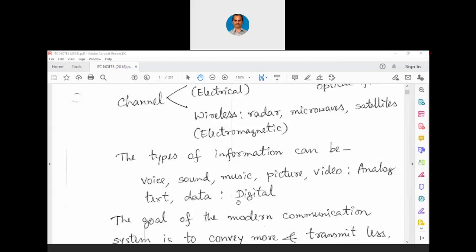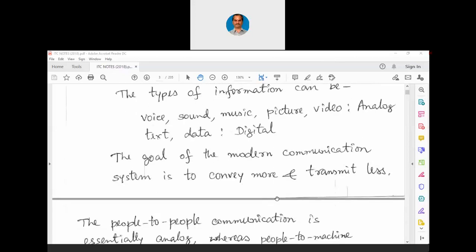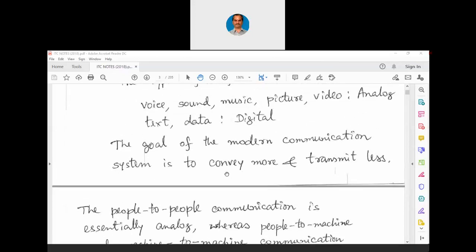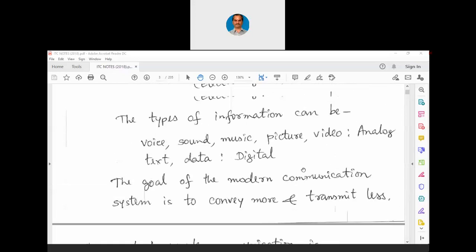So I told you briefly about the types of information. It can be voice, sound, music, picture, video, which is analog. Analog means it's a continuously changing type of information. Whereas text and data is a digital type of information. Anything that is binary, having only zeros and ones, is a digital type of information.